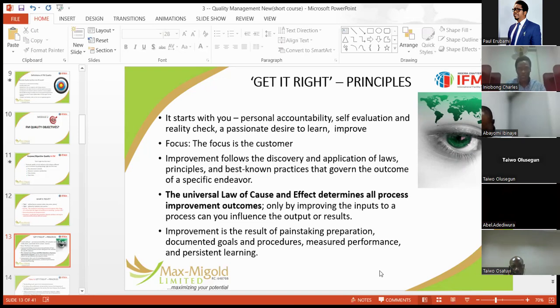You must be passionate and be ready to do it, because people will call you at odd hours. People will call you when you are just about putting your bags together and leaving the office. You'll be called. You must be passionate and willing to solve problems. So you must be focused. The focus is the customer. Like we said before, you must understand customer requirements. You must also understand their expectations and work as much as possible to meet them.